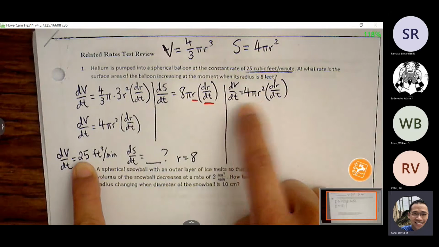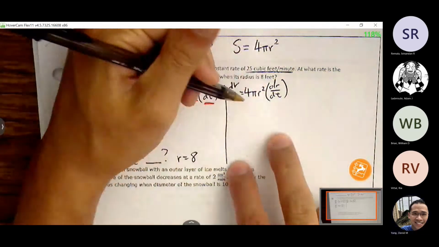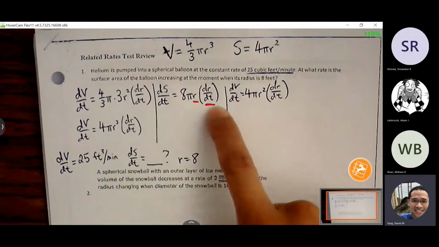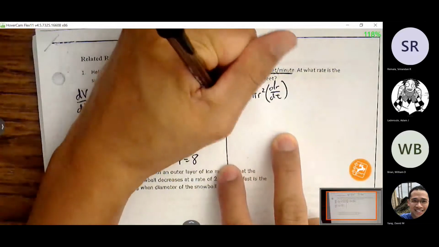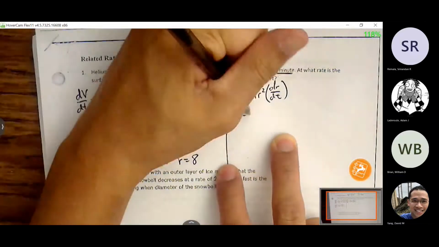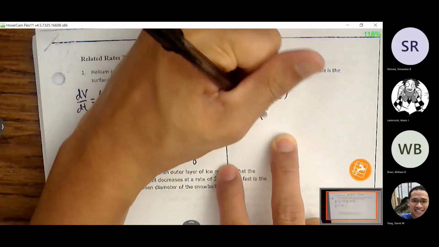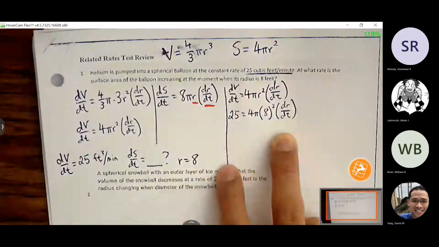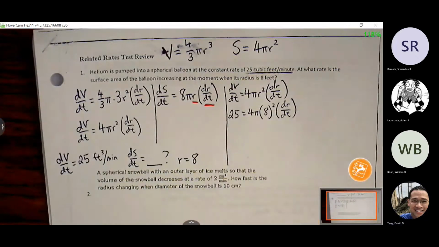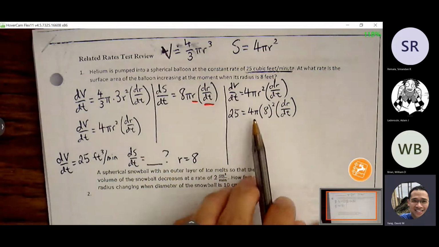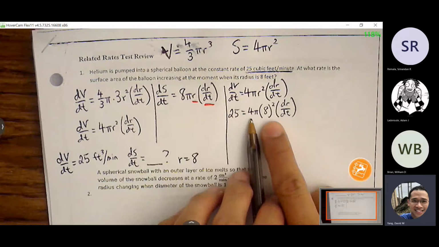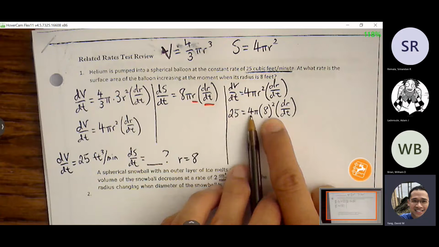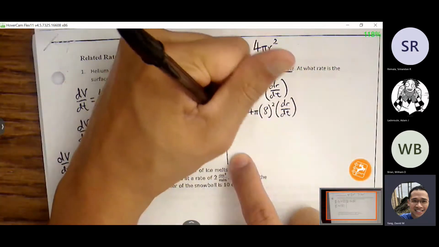dV/dt is 25, r is 8, and our intermediate goal is to solve for dr/dt so that we can insert that into dS/dt. Do a little bit of cleanup here. 64 times 4 is 256. Use your calculator if you like.